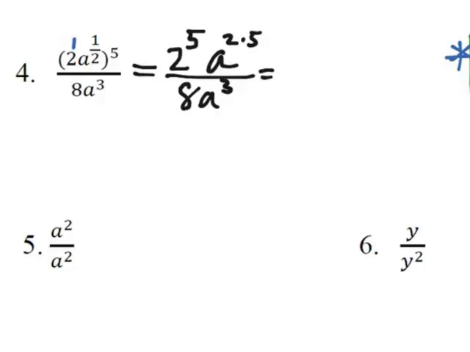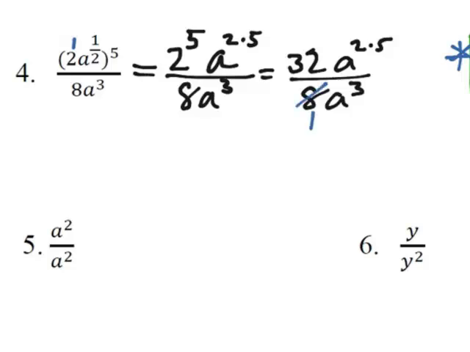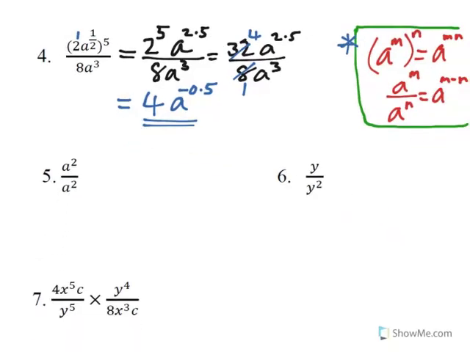And that 2 to the power of 5 is 32. A to the power of 2.5 divided by 8a cubed. We can see that 8 will go into 8 once, into 32 4 times. So there'll be a 4 in it. And a to the 2.5 divided by a cubed, 2.5 minus 3 is negative 0.5. You can write a fraction, a half if you prefer, negative a half. Both okay. It's a matter of preference. Okay? That was challenging. I wonder how you got on with that. I hope you did well.